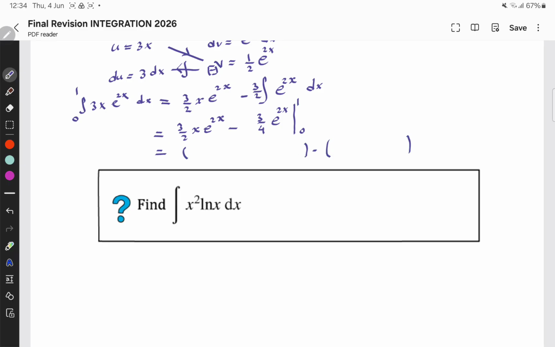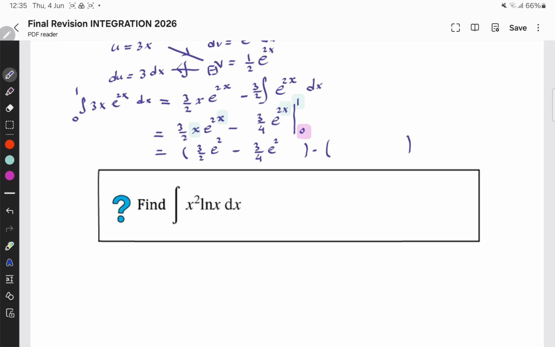So in the first bracket, we substitute using the upper limit. That means we just exchange every x by 1. So it will be 3 over 2 times 1, it's 3 over 2 times e to the power 2 times 1, it will be 2, minus 3 over 4 e to the power 2 times 1, it will be 2. In the second bracket, we substitute every x by the lower limit, which is 0.